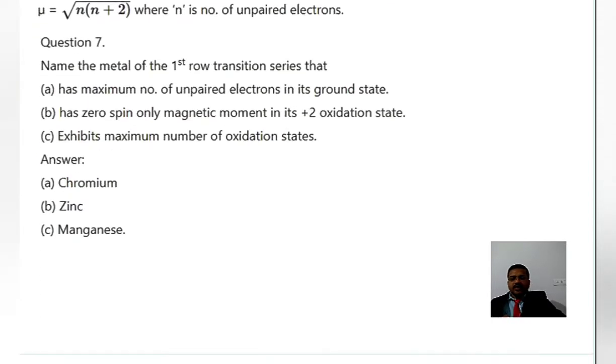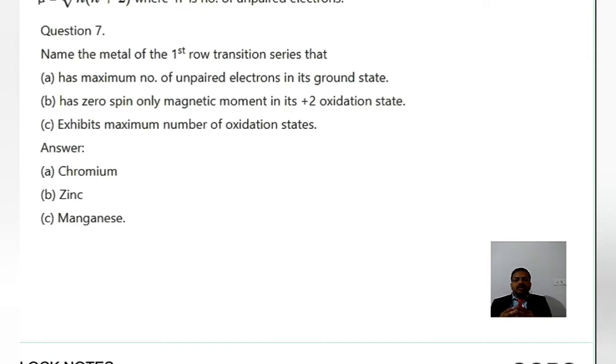Next, question number 7. Name the element of the first row transition series that A has got maximum number of unpaired electrons in its ground state, B has 0 spin only magnetic moment in the plus 2 oxidation state, and C exhibits maximum number of oxidation states. So the first question is, which is the element in the first row transition series that has maximum number of unpaired electrons in the ground state?